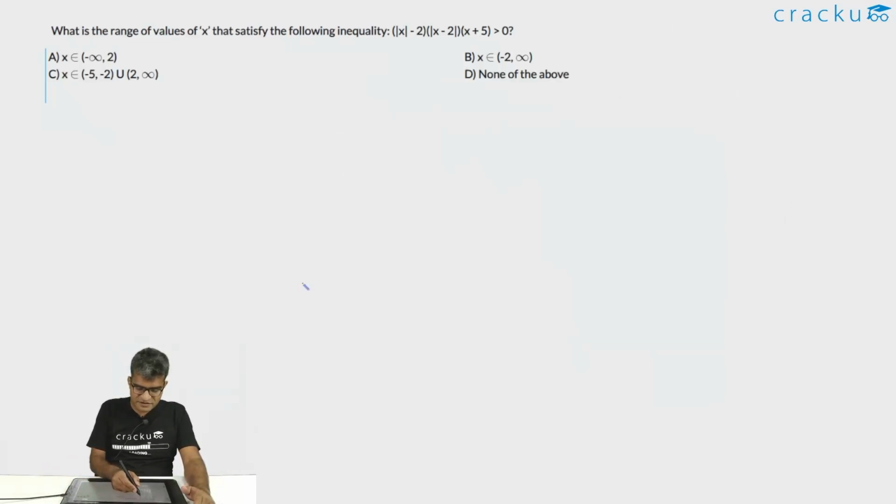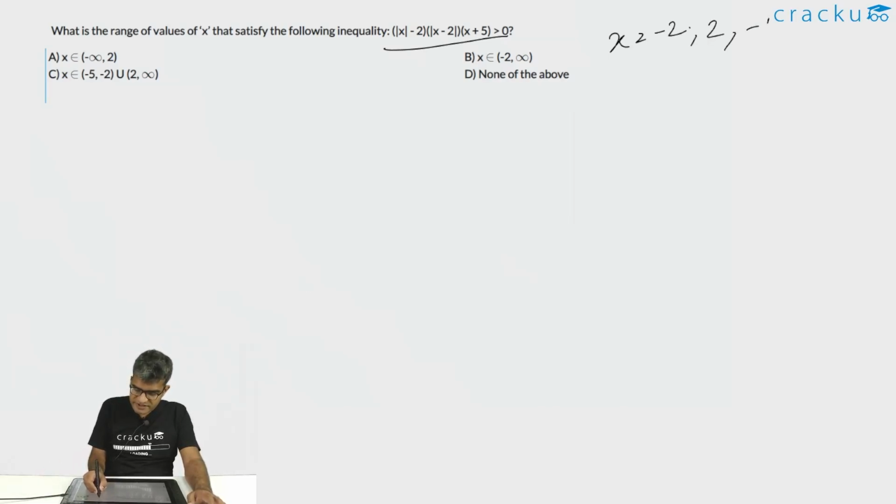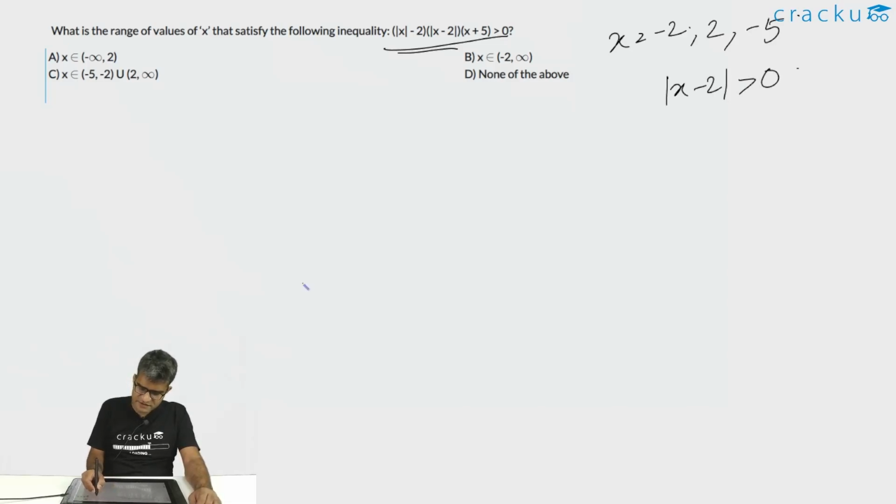What is the range of values of x which satisfy the given inequality? Modulus of x minus 2 into modulus of x minus 2 into x plus 5 is greater than 0. If you are looking at it, the first thing you can notice is that x cannot be equal to -2 or 2 or -5, because in all of these cases this expression will be equal to 0, and when x is not equal to 2, modulus of x minus 2 is always greater than 0.